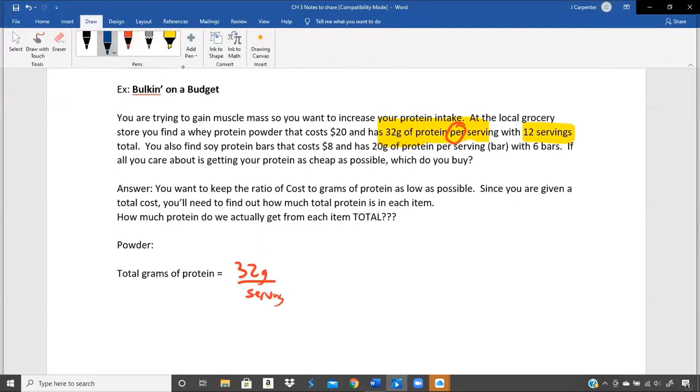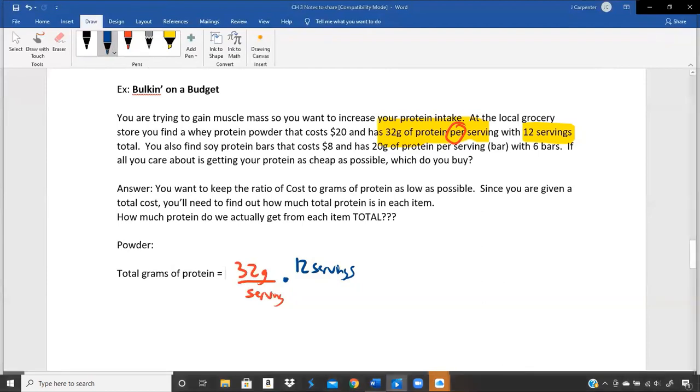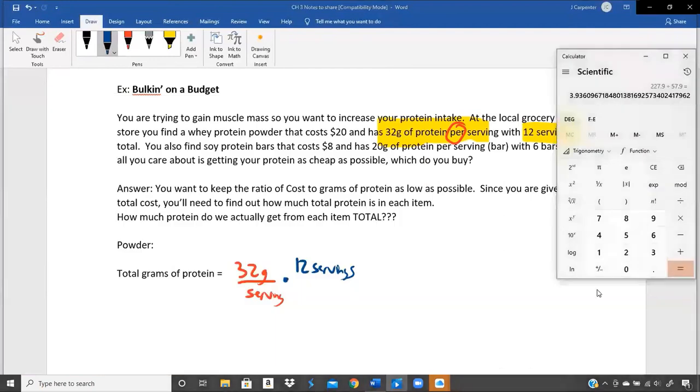Now, if you try to divide this, it would look really weird. So let's try multiplying it. I say it would look really weird, and you would end up with grams per serving squared. And that's the same idea as we saw in the very beginning of 3.1. I don't want to do that just going around in a circle twice, though. So if you take the 32 times the 12, you'll get a number. And it's 384.